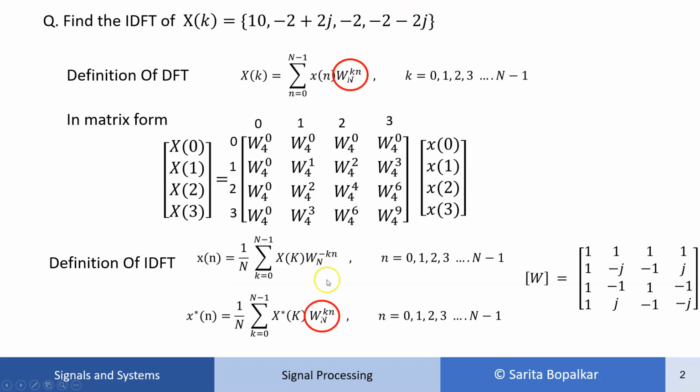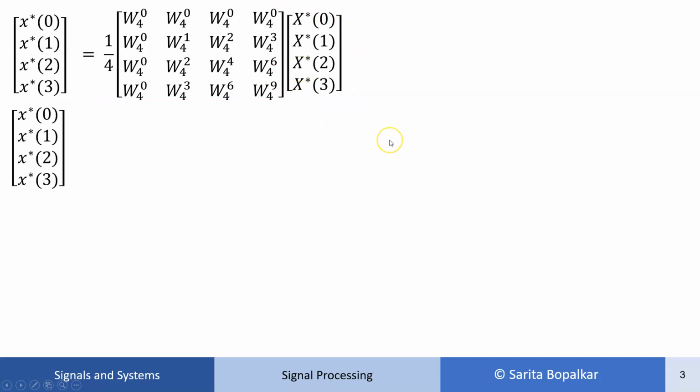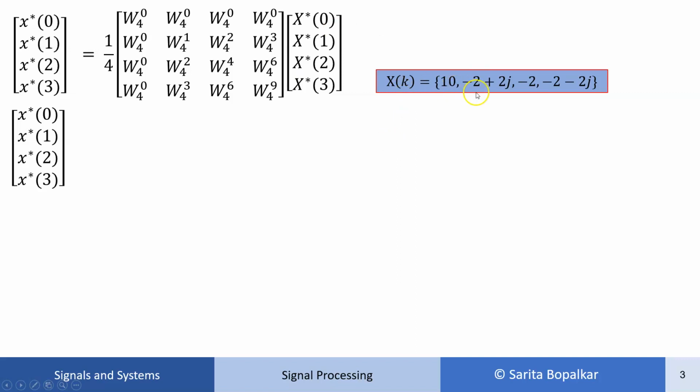So here we are referring to the same twiddle factor matrix in both DFT and inverse DFT. According to our method, x star of n is the point which we want to find, then the same twiddle factor matrix, then 1 by N, and this is x star of k. Now x of k, we know what is our x of k. X of k is this one: 10, minus 2 plus 2j, minus 2, minus 2 minus 2j.